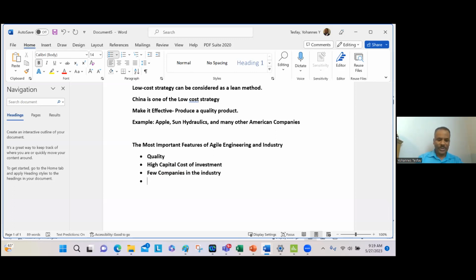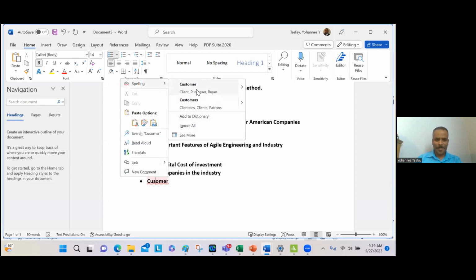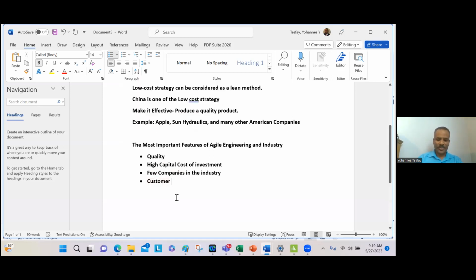Then customer segregation is already applied. Okay, customers are segregated. Segregated due to options.